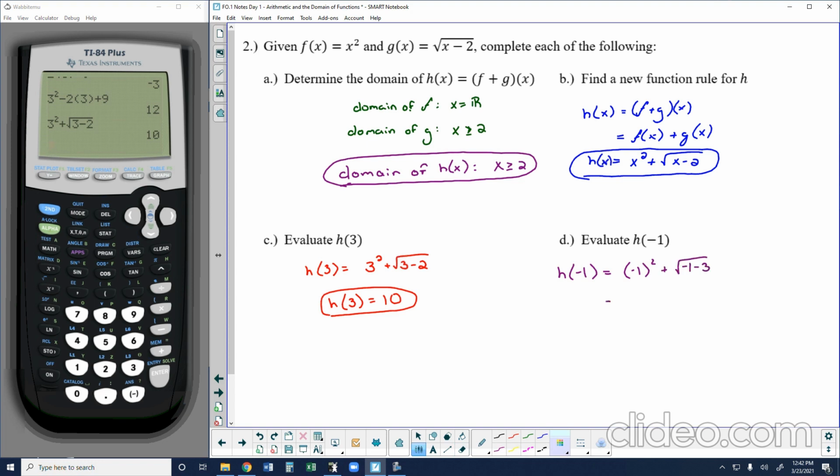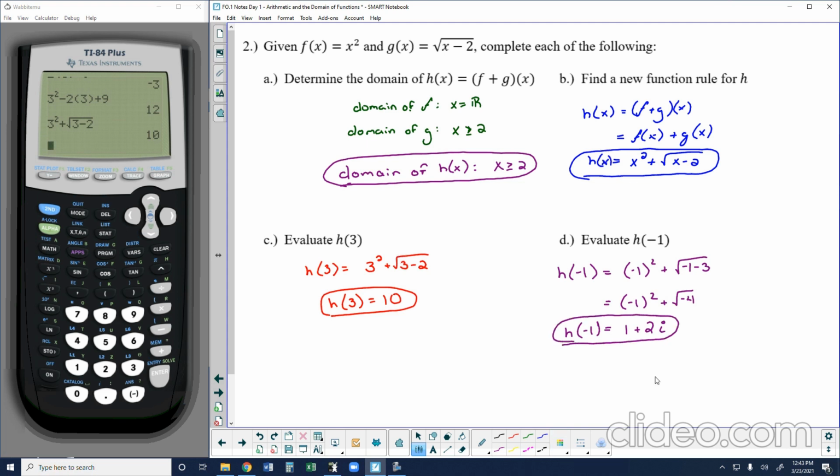So in this case, I'm going to get -1 squared plus the square root of -1 minus 3, which would be -4. Square root of -1 would be +1. Remember, the square root of a negative number is imaginary. And so the square root of 4 would be 2. So h of -1 would be 1 plus 2i.